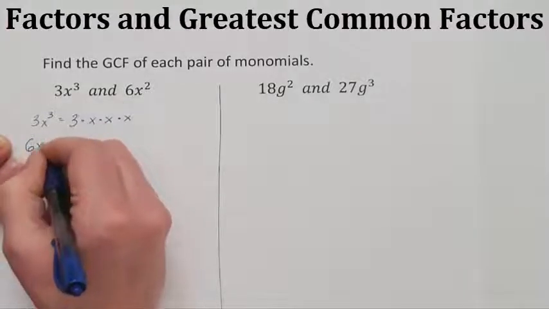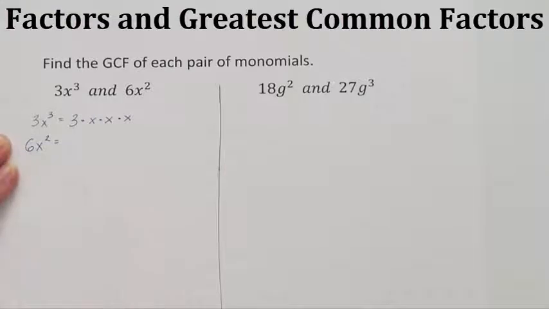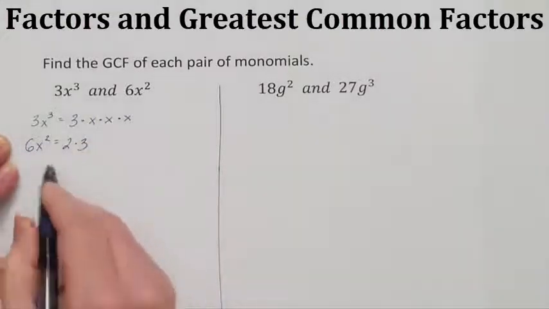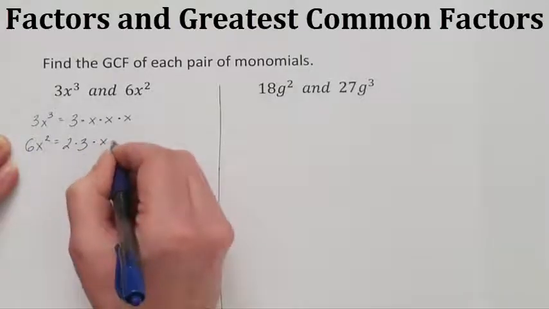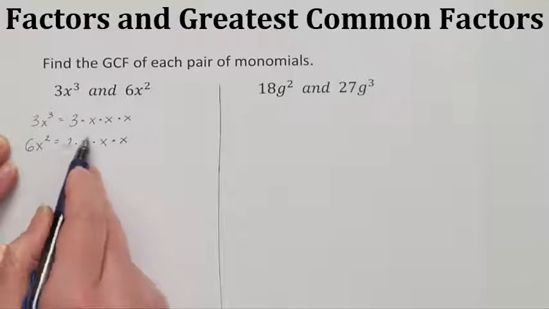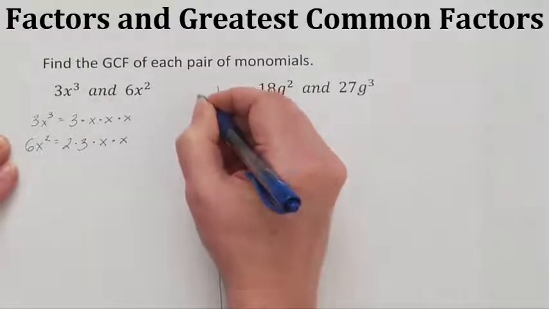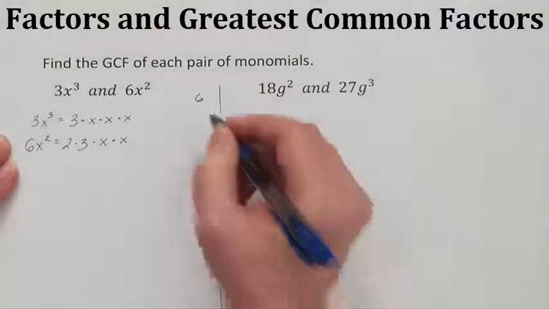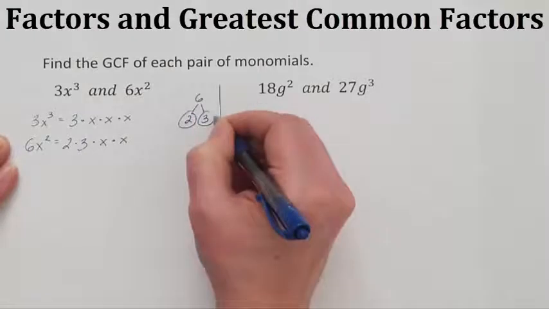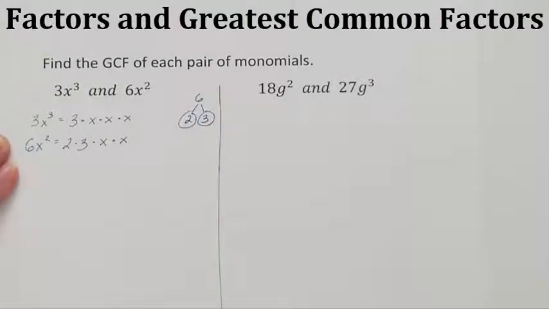What are the individual factors for 6x to the second? You need to prime factorize 6. Prime factorizing 6 is 2 times 3. X to the second is x times x. Now if you have a hard time prime factorizing the number in your head, use your factor tree. If we had a factor tree for 6, what two numbers multiply to give me 6? I know that 2 times 3 gives me 6. 2 is prime, 3 is prime. 2 times 3 was my prime factorization, if you struggle.